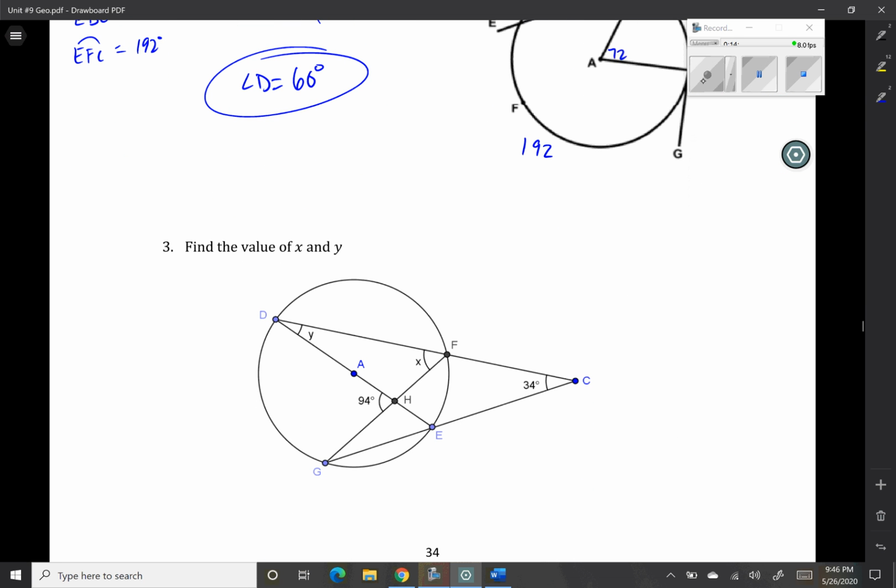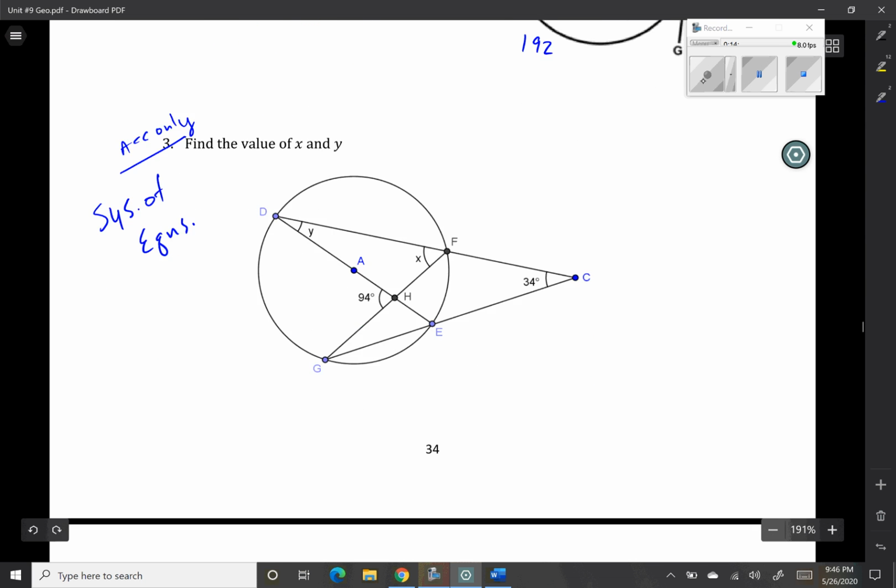Number 3, if you tried it, I apologize. This comes out to be a system of equations. This should have said accelerated only. My bad. If you did it and you got the right answers, or you think you got the right answers, email me, I'll tell you. But it does come out to be a crazy system of equations, not anything I would ever ask you as we move forward.